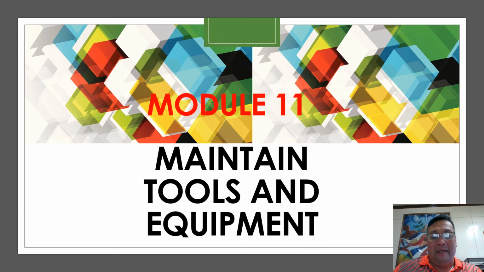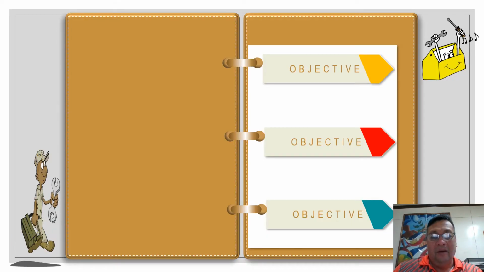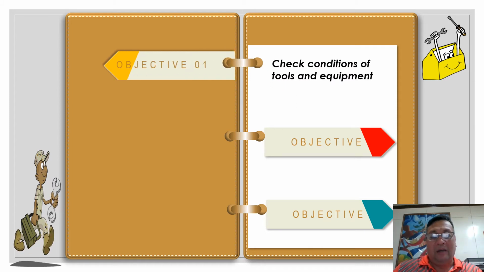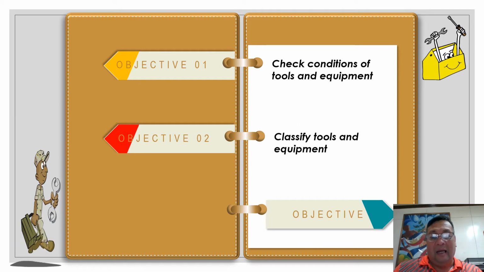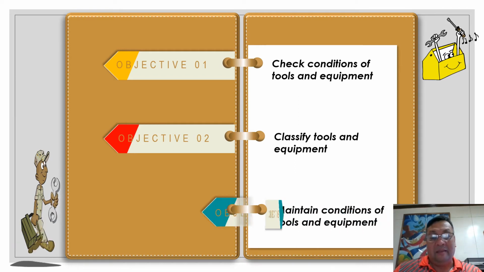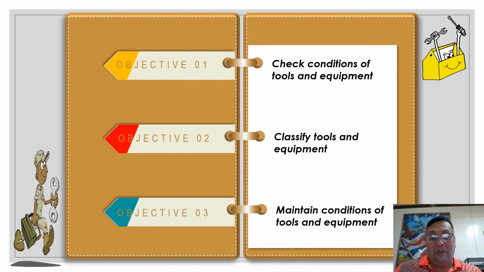Module number 11, Maintain Tools and Equipment. Objective: check conditions of tools and equipment. Classify tools and equipment. Maintain condition of tools and equipment.